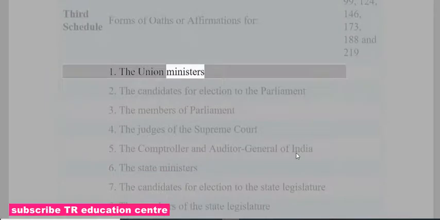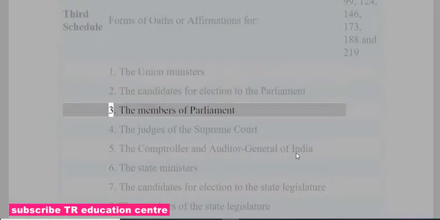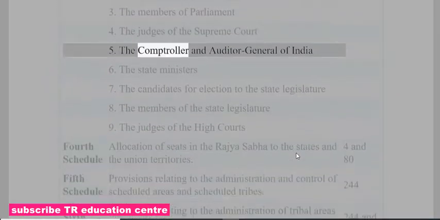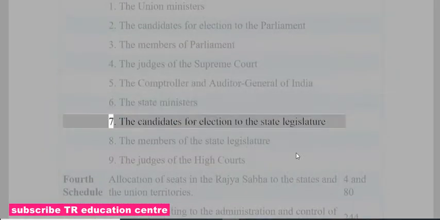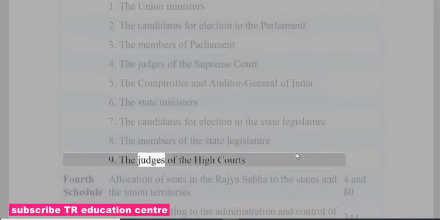1. The Union Ministers. 2. The candidates for election to the Parliament. 3. The Members of Parliament. 4. The Judges of the Supreme Court. 5. The Controller and Auditor General of India. 6. The State Ministers. 7. The candidates for election to the State Legislature. 8. The members of the State Legislature. 9. The Judges of the High Courts.